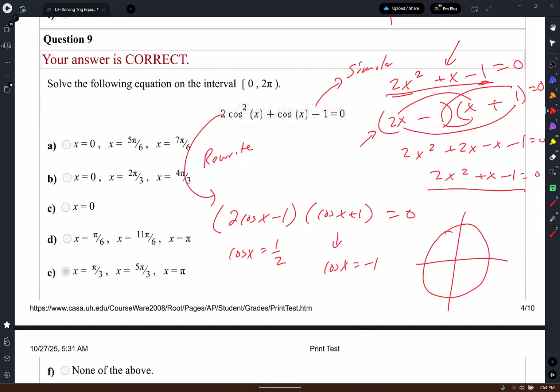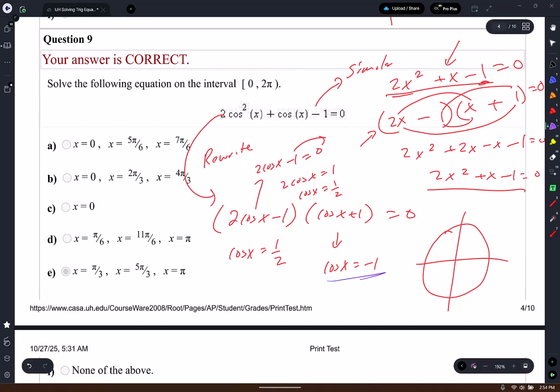In case you don't know how I got that half, guys, all I did was this. 2 cosine x minus 1 equals 0. Move the 1. 2 cosine x equals 1. Divided by 2. Cosine x equals half. Because I see some of you guys like, huh? I don't know how you got that. So there it is. Hopefully that's good.